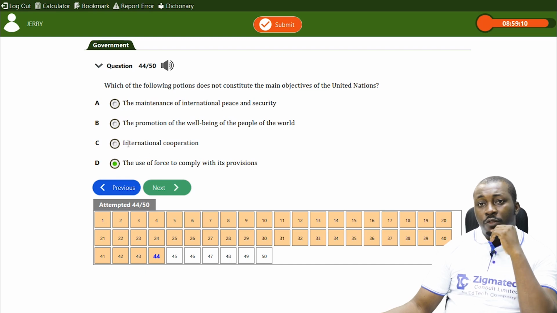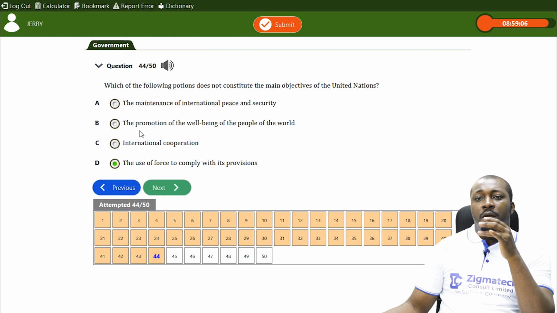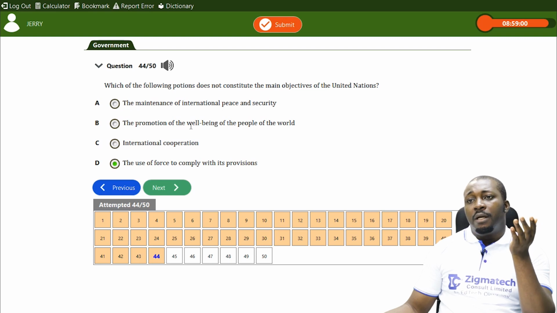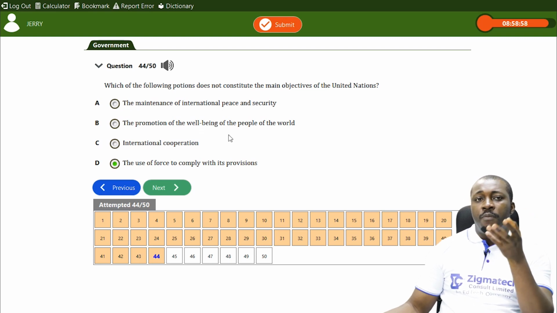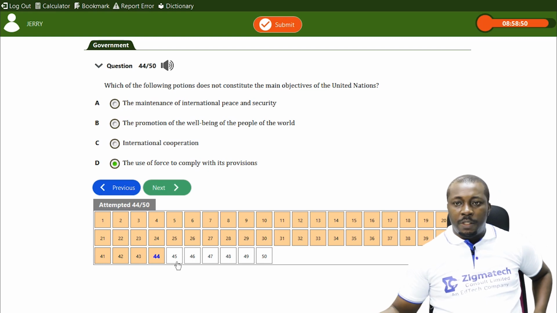Of course, the United Nations wants to boost international cooperation, friendly relations, economic advancement and social advancement of the people of the world, protection of human rights, and serving as a forum where people of the world can discuss their problems or international problems jointly. So use of force is not part of the objectives.